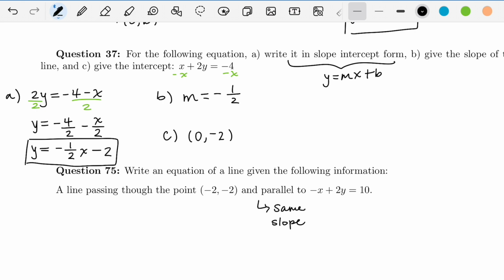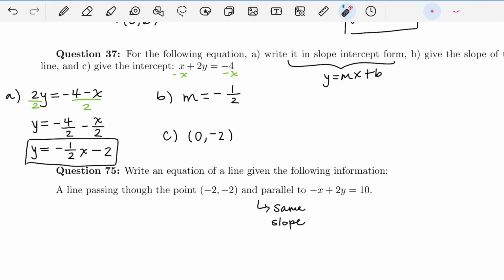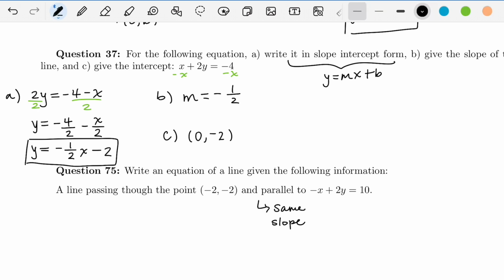So the first thing I'm going to do is figure out what the slope of this line is. Because if we want a line that's parallel to this, we're going to have the same slope, and once we have a slope and this point, we can easily write the equation. So let's find the slope of this guy. The first thing I'll do is add x to both sides, because remember we want y to be isolated.